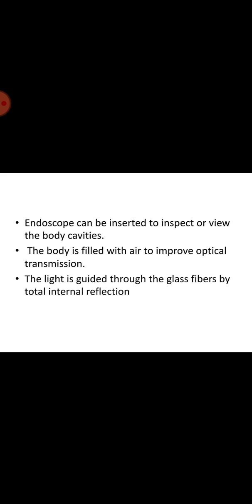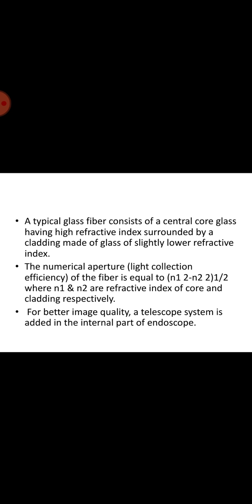The light is guided through glass fibers by total internal reflection. A typical glass fiber consists of a central core glass which has a high refractive index surrounded by a cladding, which is made of a glass with a lower refractive index. The numerical aperture of the fiber is equal to the square root of n1 squared minus n2 squared, where n1 and n2 are the refractive indices of the core and cladding respectively.